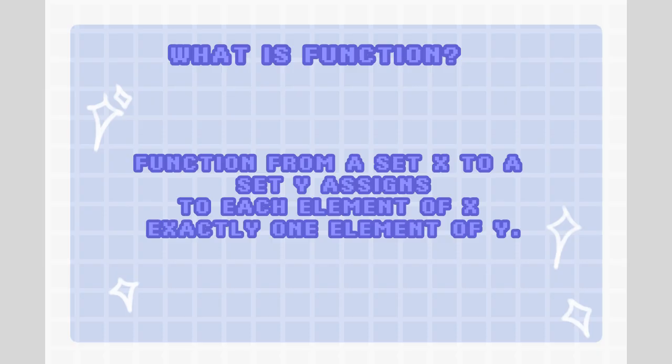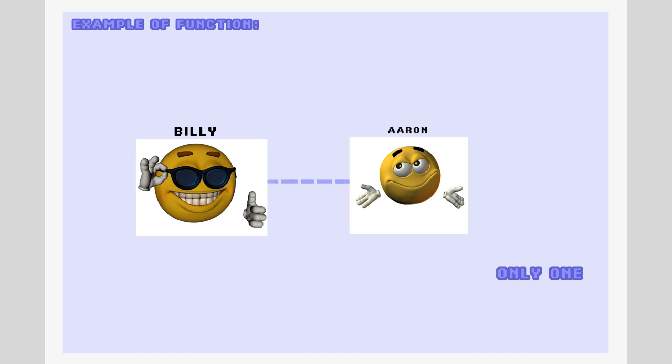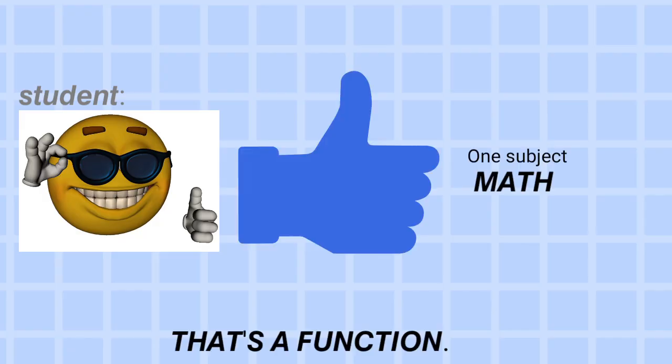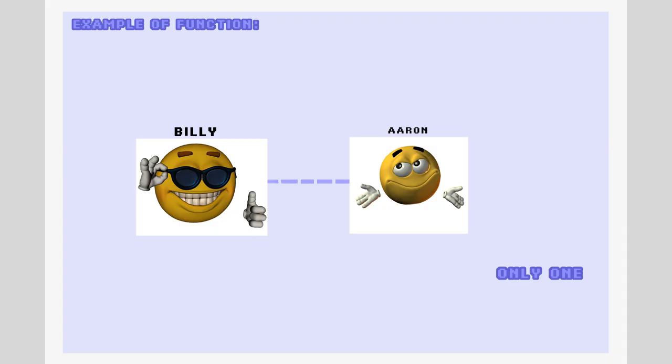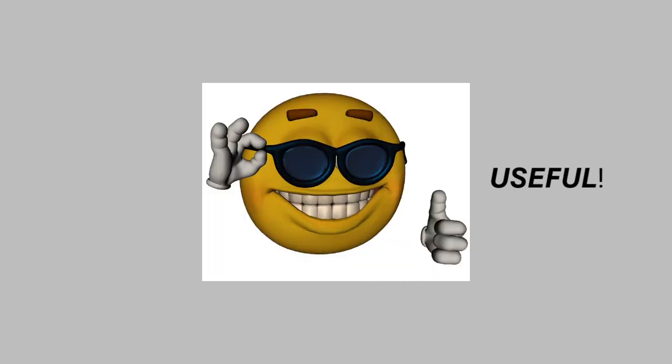What is a function? A function from a set X to a set Y assigns to each element of X exactly one element of Y. Functions take that idea a step further. In a function, each input has just one output. So if we say a student likes only one subject, that's a function. This one-to-one relationship helps us predict what might happen in different scenarios, which is super useful in everything.